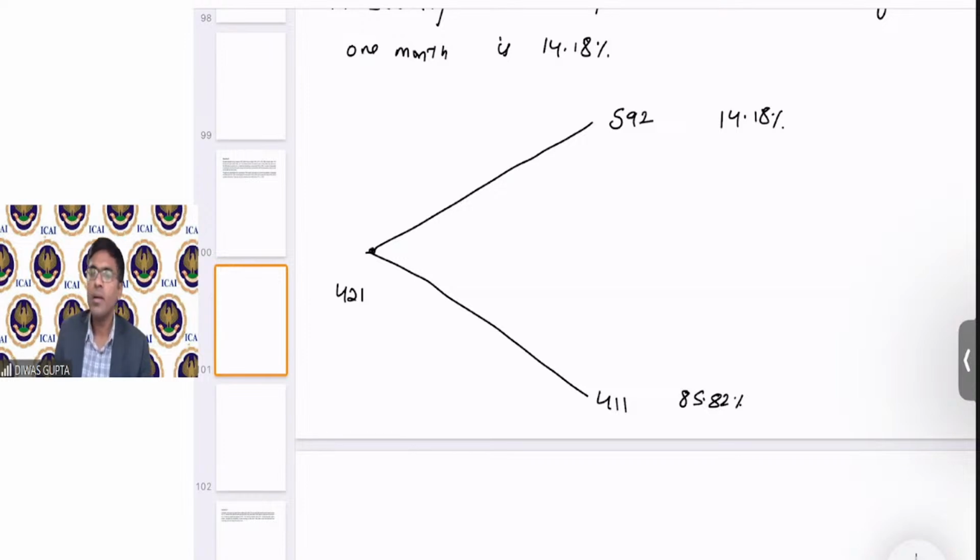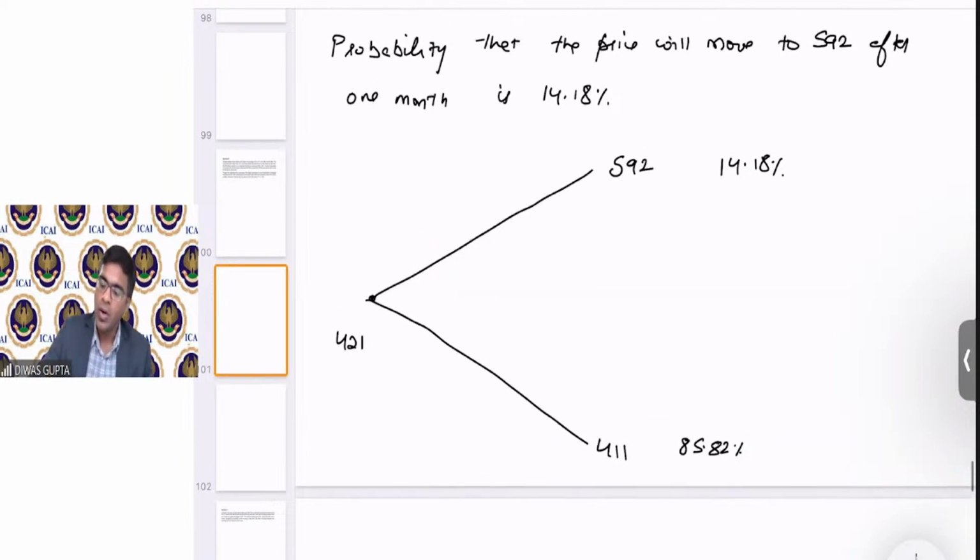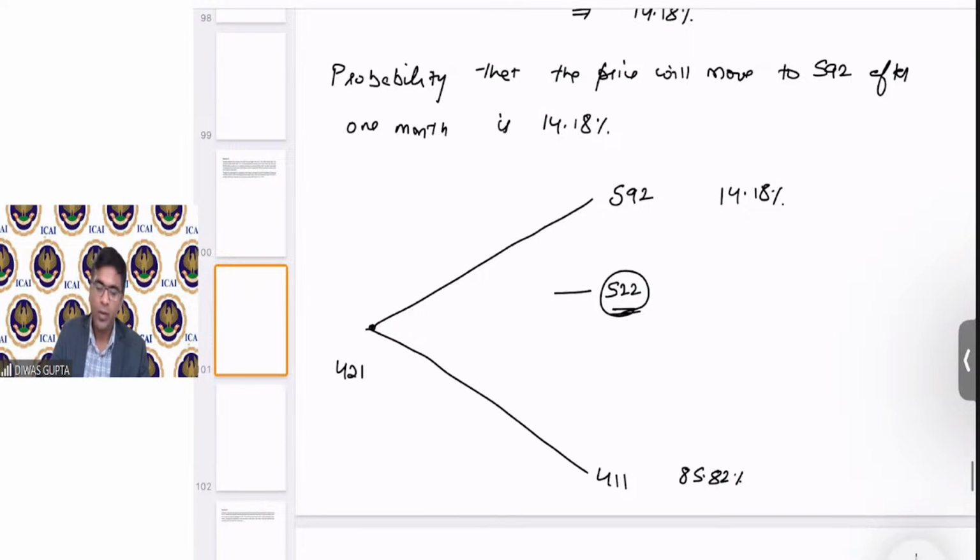So the higher probability is that the prices will move down. Lower is the probability that the prices will move up, but higher is the probability that prices will move down. Accordingly, they can take a call. Somewhere, I think the strike price will be 522. So with this, that comparison can be done. Okay.